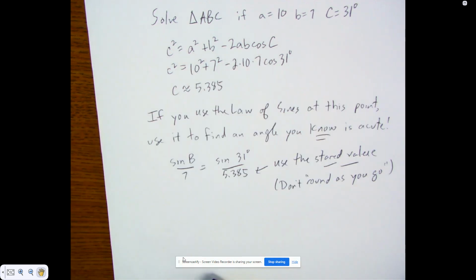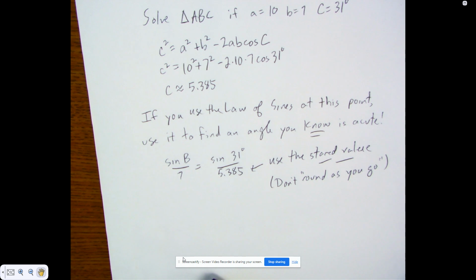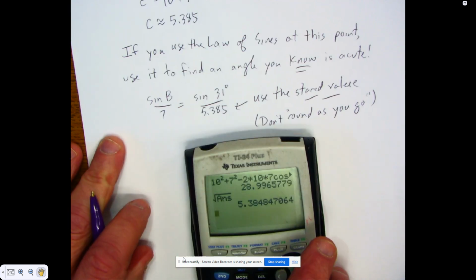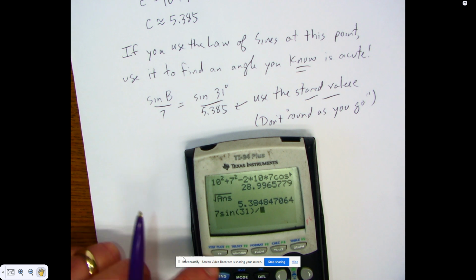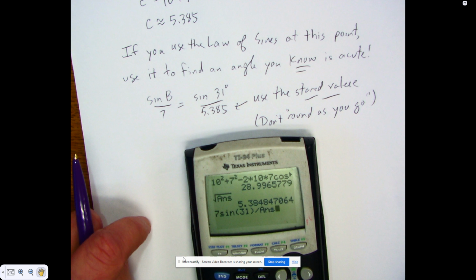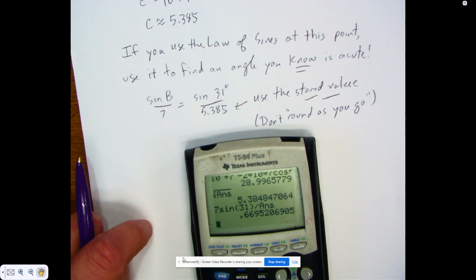So don't round as you go. We want to use the stored value here. And so let's get our calculator out. And we're going to say that 7 sine 31 divided by our stored value, so divided by answer. That's equal to the sine of b.